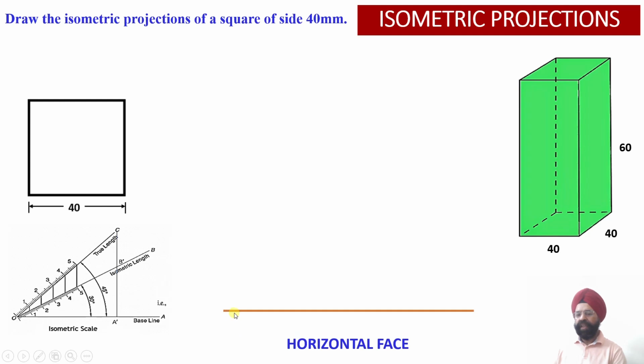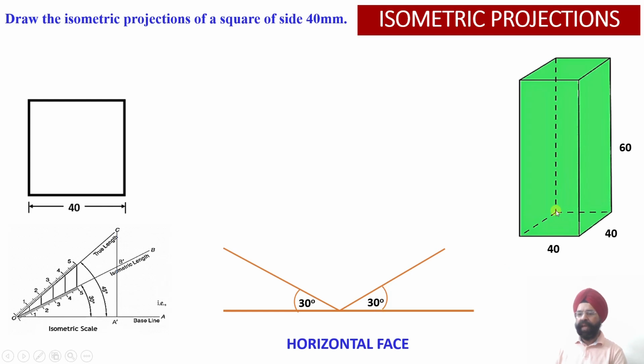So now the horizontal ground line we have drawn over here, and then the x and z axes of the isometric we are going to draw using an angle of 30 degrees from the starting point. So this is our starting point. From this point we draw the x-axis at an angle of 30 degrees, then we draw the z-axis at an angle of 30 degrees.